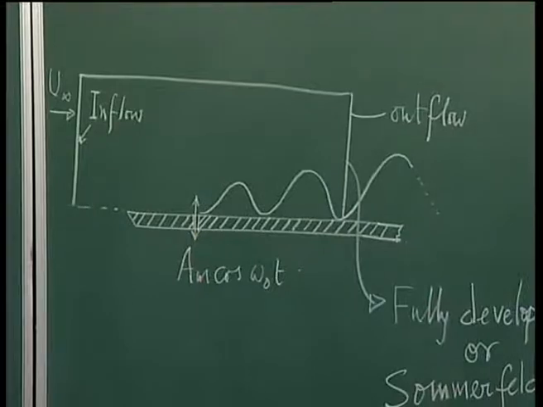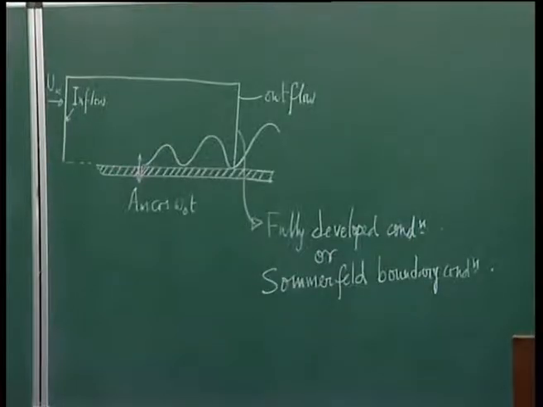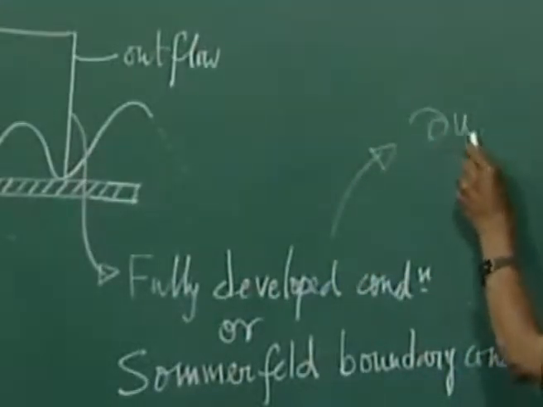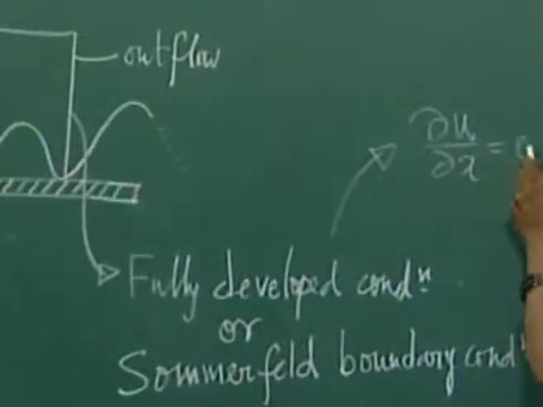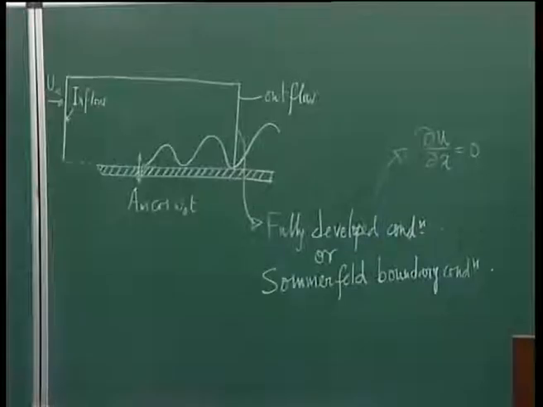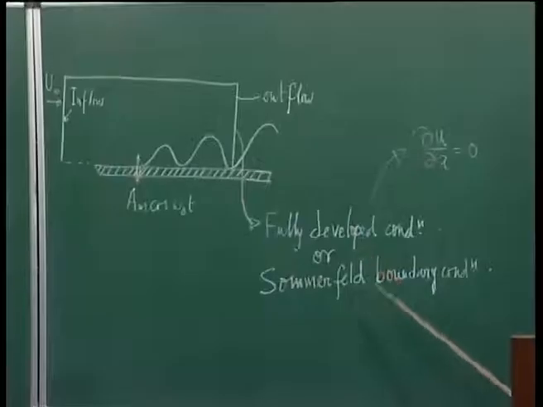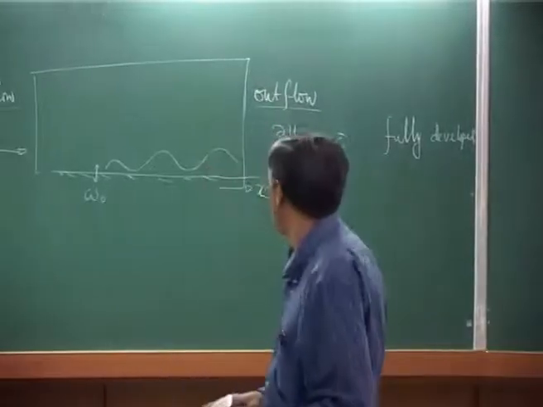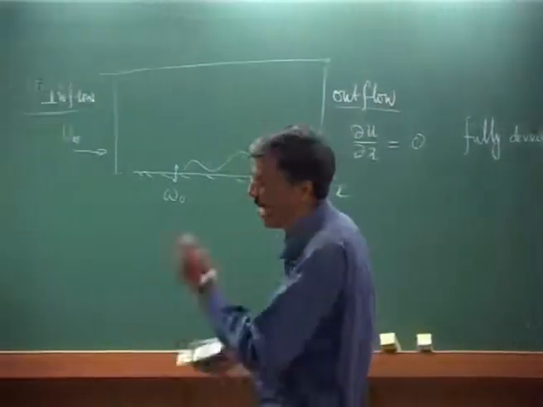Now, if you look at various packages available, what one does usually is called a fully developed condition, and in this fully developed condition what we do is we take the physical variable and we enforce its streamwise derivative equal to 0. Unfortunately, this does not tackle a problem where we are talking about this kind of wavy nature. That is where we need to adopt what is called the Sommerfeld boundary condition. If the wave is reflected back, then you can see what will happen now.